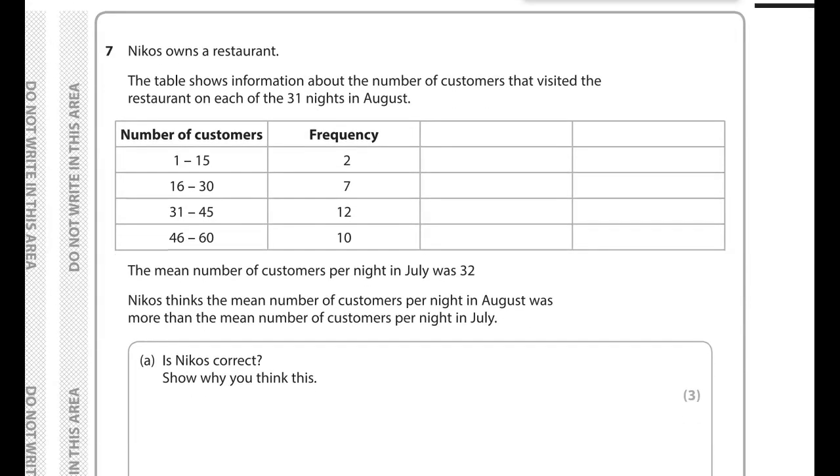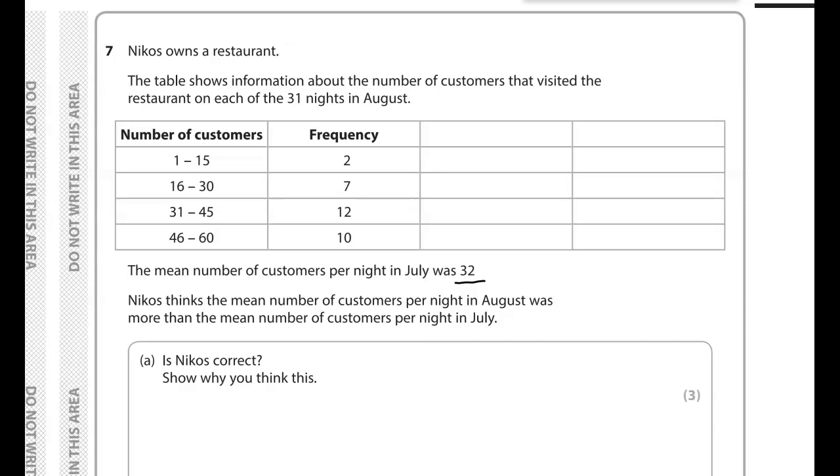Nikos owns a restaurant. The table shows information about the number of customers that visited the restaurant on each of the 31 nights in August. The mean number of customers per night in July was 32. Nikos thinks the mean number of customers per night in August was more than the mean number of customers per night in July. Is Nikos correct? Show why you think this.